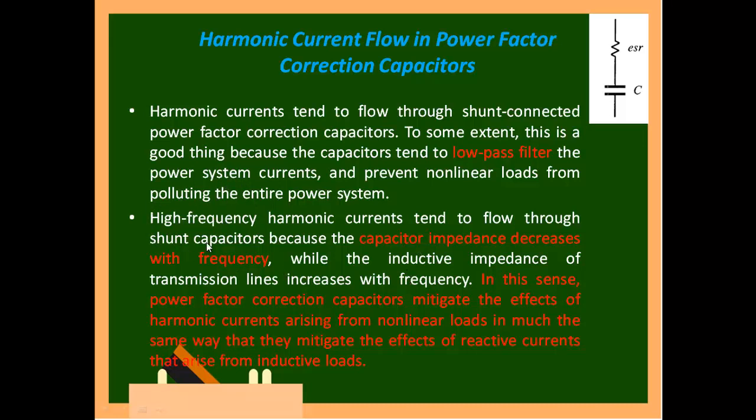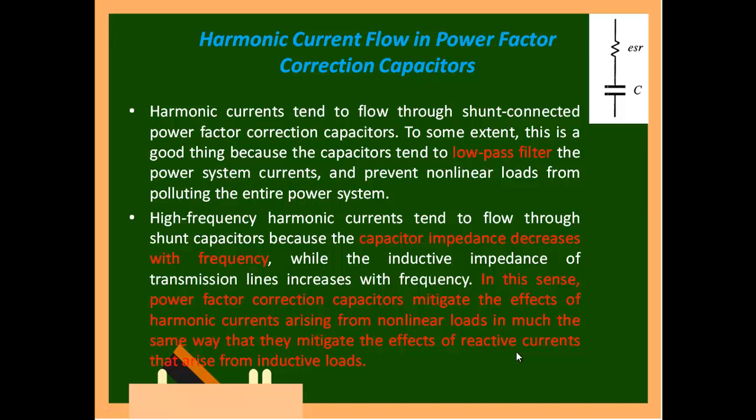I think you should know what this high frequency is. Normal frequency is 50, third harmonic is 150, and it goes on as multiples: 50 into 3 is 150, 50 into 5, 50 into 7, like that it goes. So in this sense, power factor correction capacitors mitigate the effect of harmonic current arising from nonlinear loads in much the same way they mitigate the effect of reactive current arising from inductive loads.